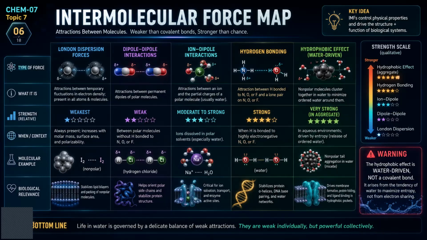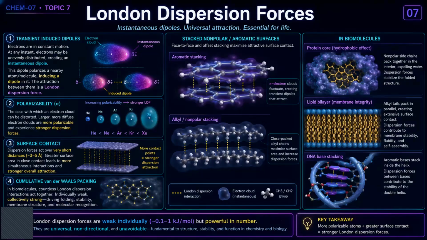So now we know how they stack up. How do they work? Well, London dispersion forces have to do with surface area. The greater the surface area, the stronger the force. There's a cumulative backing, basically. And it can be induced by dipoles. It can be due to polarizability. It can be just a huge surface contact area.